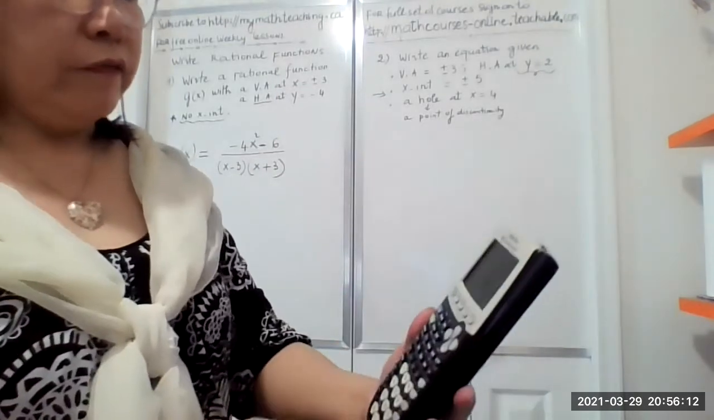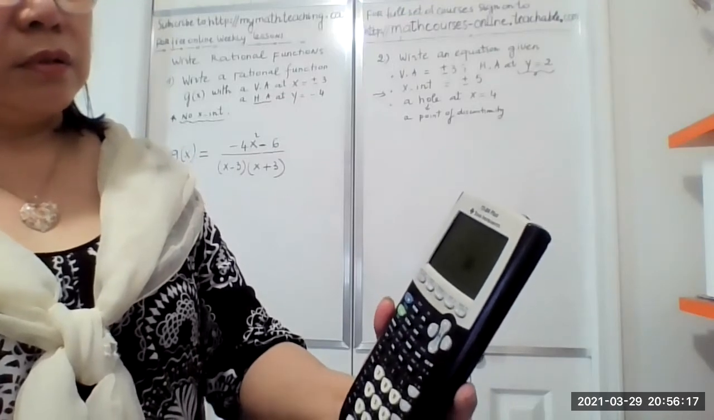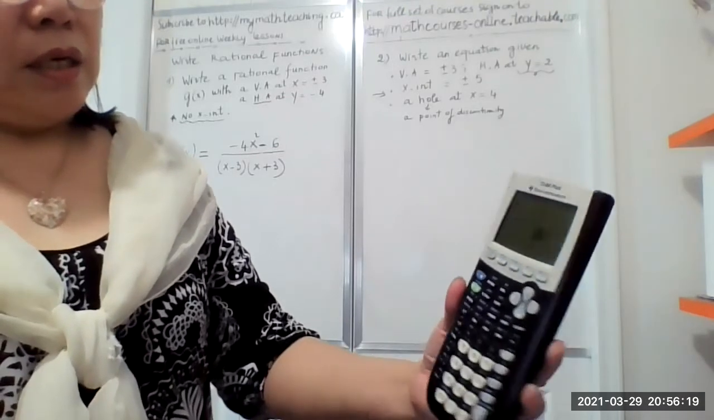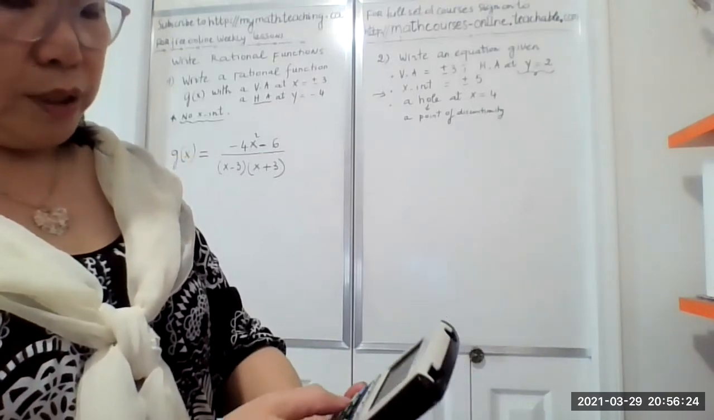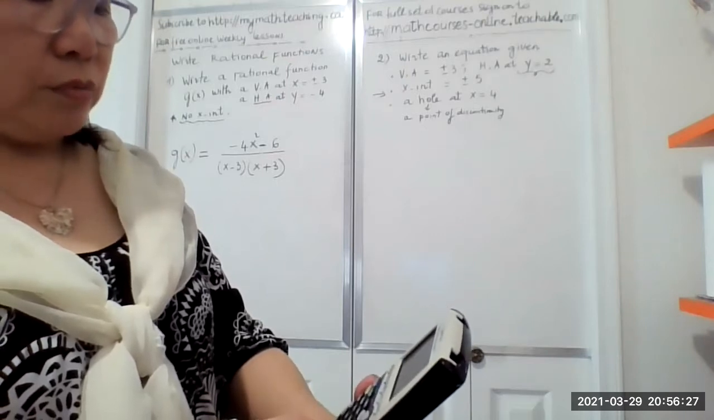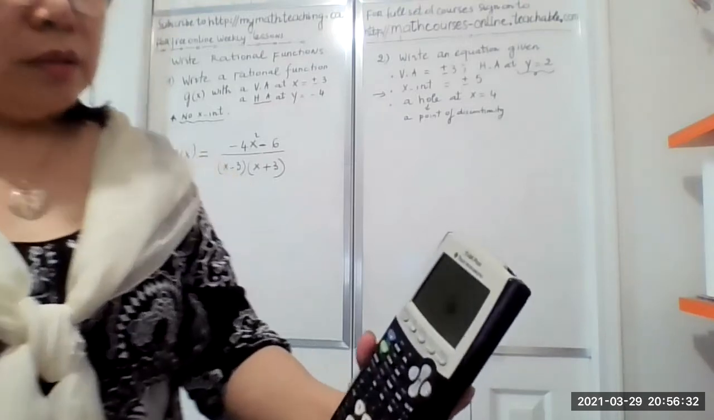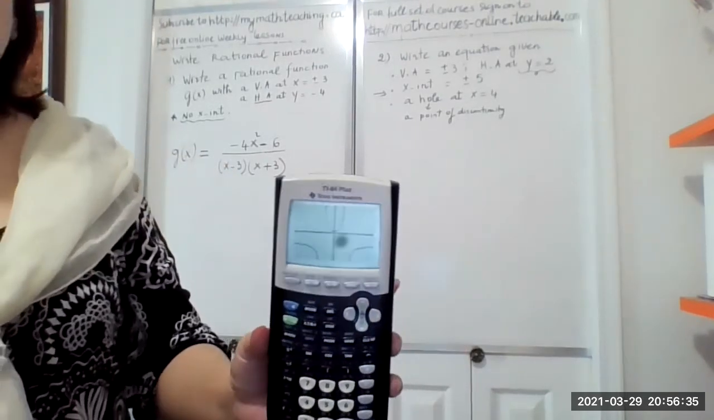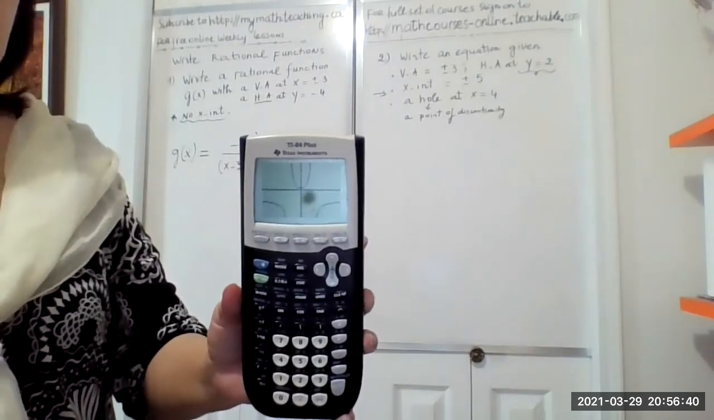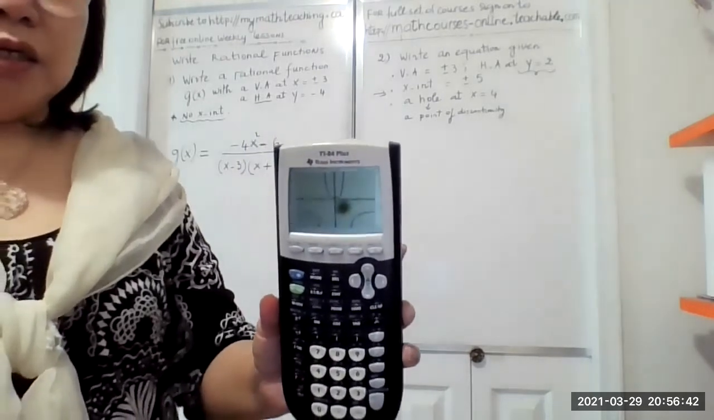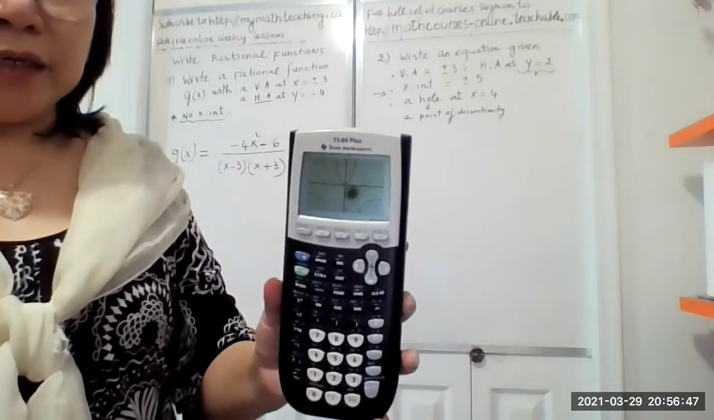Now I'm going to draw the graph. And I believe something is wrong because probably the zoom is not correct. So I'm going to change the zoom to 6 standard and see how it looks. So now it looks right. Now let's check the features on the graphing calculator. Do they match the data given?